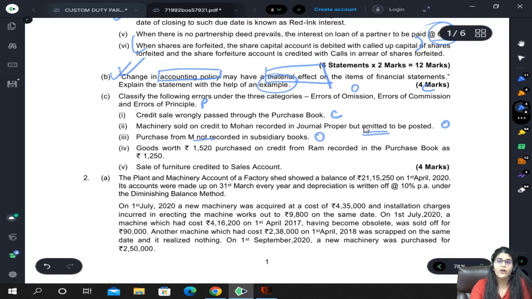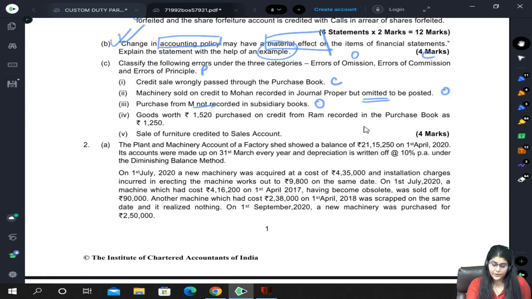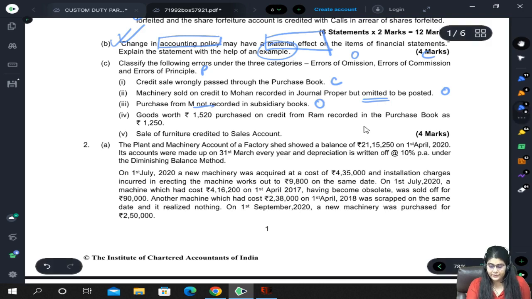Again, we forgot to record it completely, so it's an error of omission. Goods worth 1520, purchased on credit from Ram, recorded in the purchase book as 1250. Again, this is an error of commission.